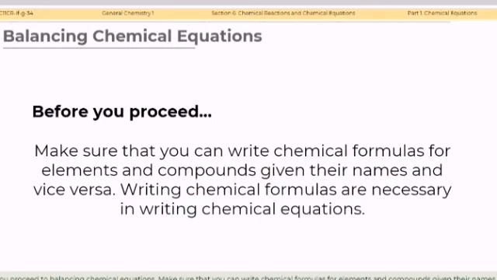Before you proceed to balancing chemical equations, make sure that you can write chemical formulas for elements and compounds given their names. Writing chemical formulas is necessary in writing chemical equations.